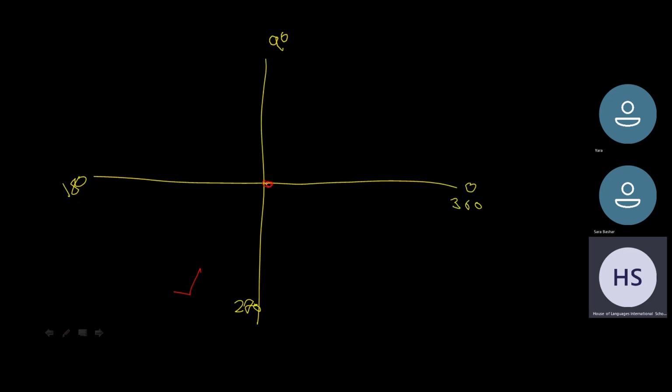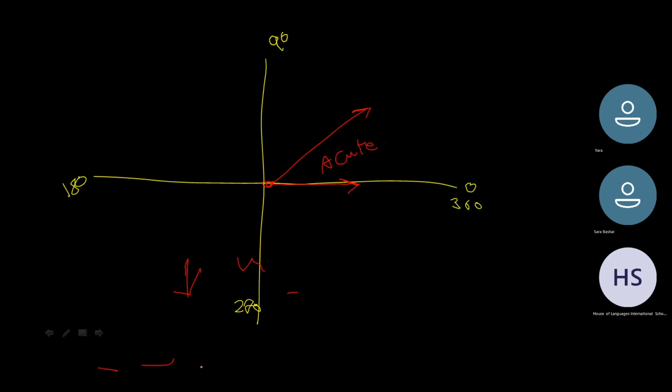The center is here. Now, if I have this line and this line, look at the angle. It's between 0 and 90. So what is the name of the angle? Between 0 and 90, what is the name of it? It will be acute. Less than 90, greater than 0.